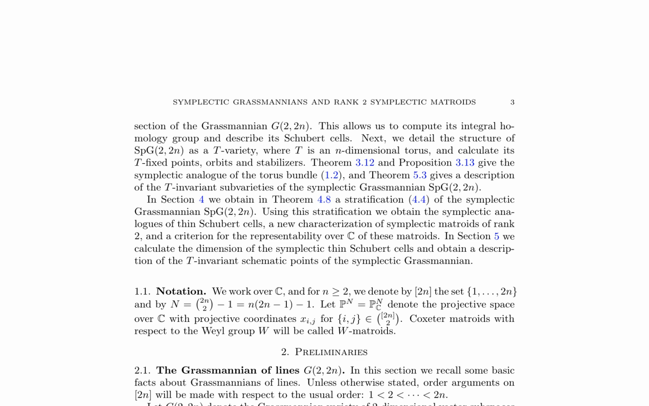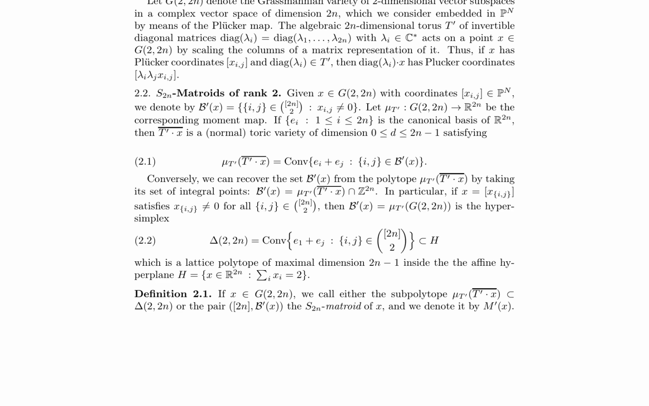The projective space P^N is defined with projective coordinates x_{i,j} for {i,j} in (2n choose 2). Coxeter matroids with respect to the Weyl group W are referred to as W-matroids. The Grassmannian of lines G 2n is recalled, which is the variety of two-dimensional vector subspaces in a complex vector space of dimension 2n. The algebraic 2n-dimensional torus T of invertible diagonal matrices acts on G 2n by scaling the columns of a matrix representation.